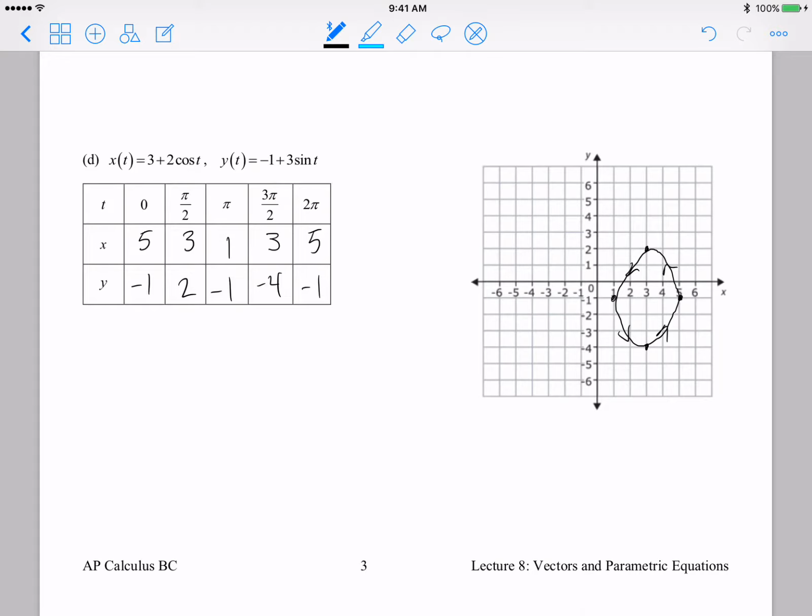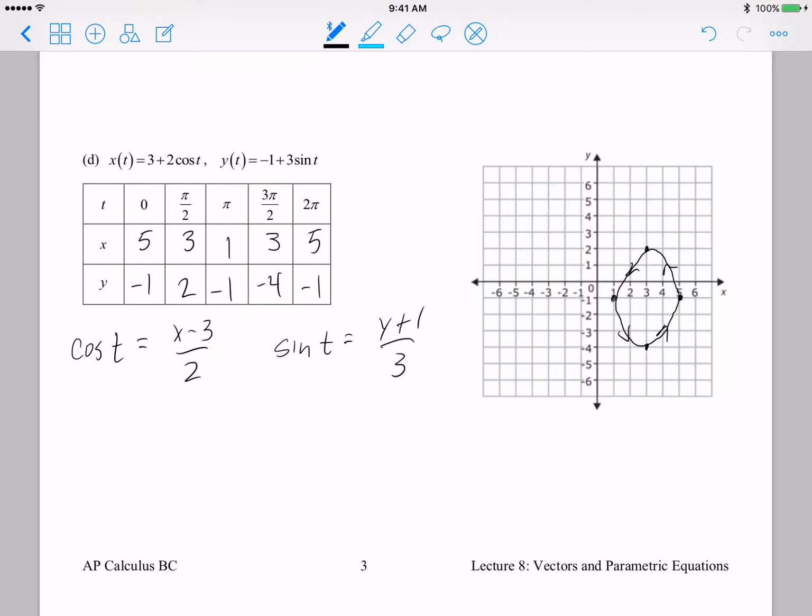Okay, in order to eliminate the parameter, this one is a little bit different. We are going to solve for cosine of t in the x equation and sine of t in the y equation. So if I solve for cosine of t in the x equation, what I'm going to get is cosine of t equals (x minus 3) divided by 2. And if I solve for sine of t in the y equation, then what I'm going to get is (y plus 1) divided by 3.